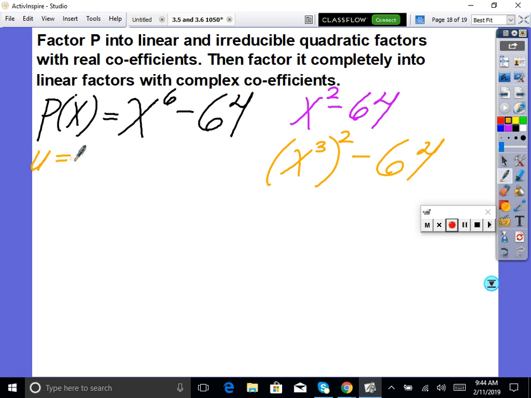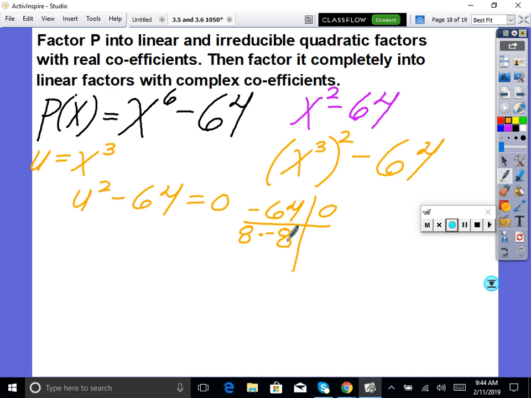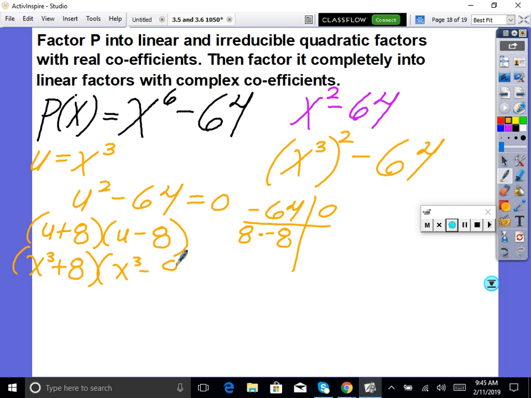So u equals x cubed. So now we're dealing with u squared minus 64. From here you would factor it. What multiplies to be negative 64 and adds up to be 0? 8 times negative 8. We can quick factor this quadratic to be u plus 8, u minus 8. Now u's not u. U is x cubed, so x cubed plus 8, x cubed minus 8.